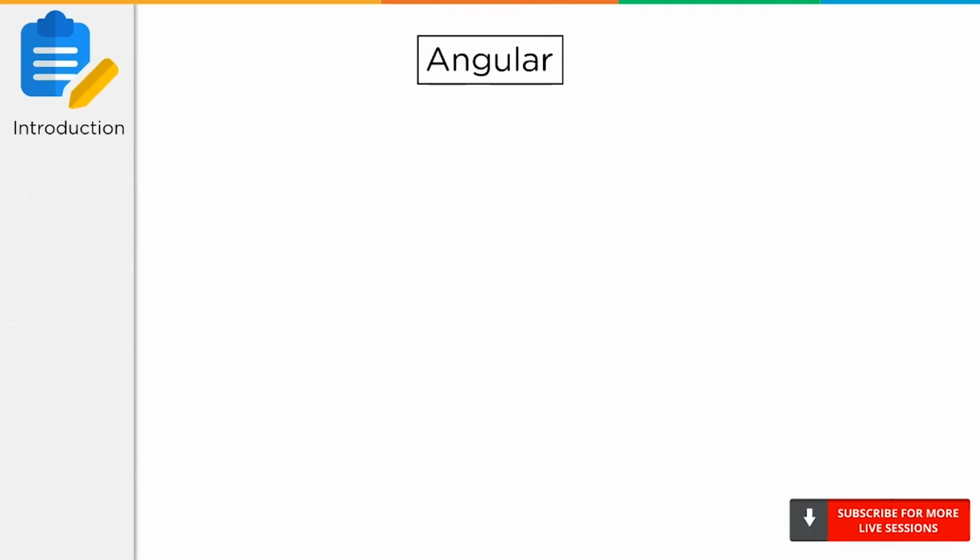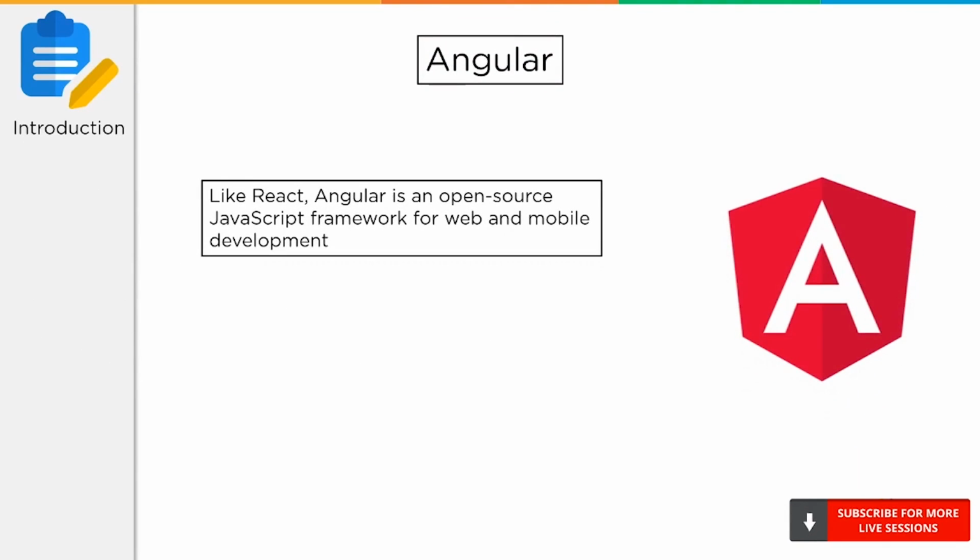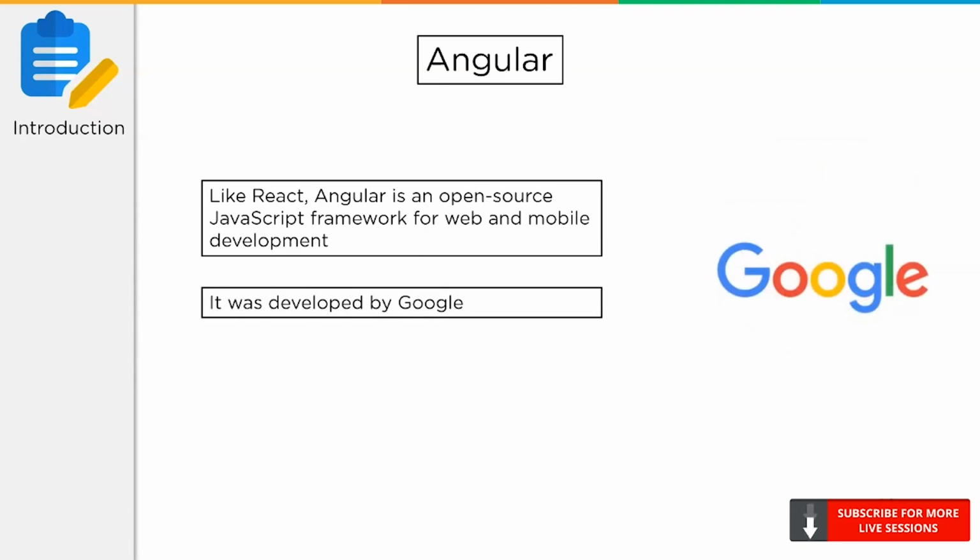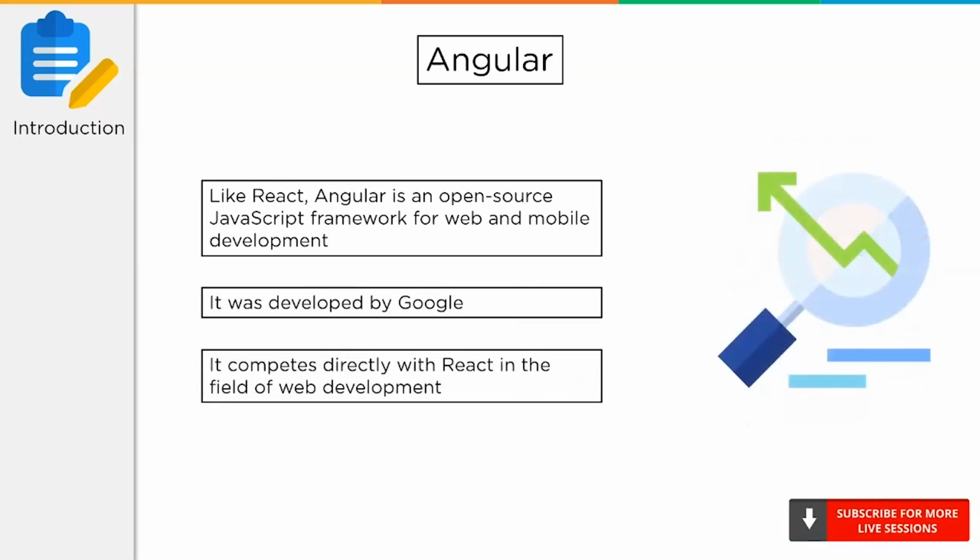Moving on to Angular. Angular is an open source JavaScript framework for web development and mobile development. It is TypeScript based and is managed by Google's Angular team and the Angular developer community. Launched in September 2016, Angular, also known as Angular 2.0, is a complete rewrite of AngularJS, which was introduced in 2010. It competes directly with React front-end library.